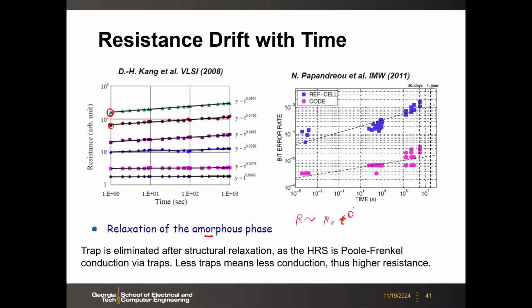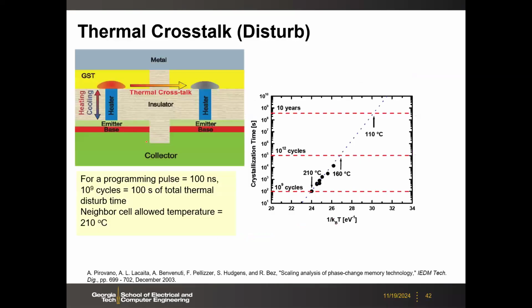So this is a problem for multi-level operation, because in the middle states, it tends to drift over time. Then the other challenge for the phase change memory, which is also unique to phase change because the mechanism is thermal, is that you may have thermal crosstalk disturb.